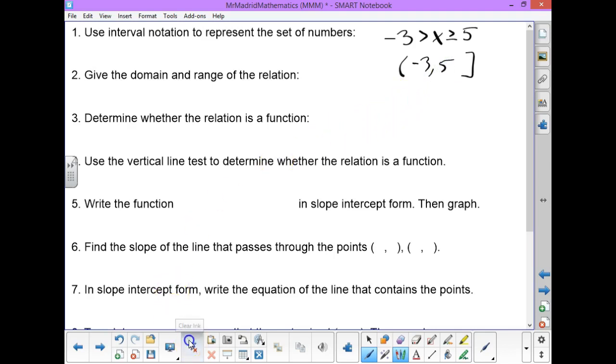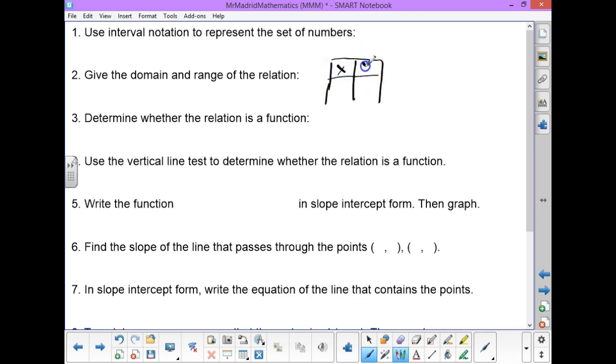Number 2, give the domain and range of the relation. I'll come up with a quick example. This is where you have your x's and y's, 2, 3, 4, 5, and you simply list the domain. Here we'd have a 2 and a 3. For range, we'd have 4 and 5.